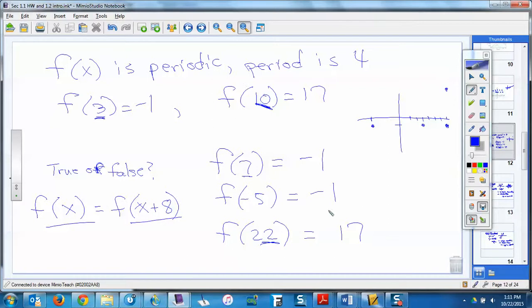So these are some of the questions you're going to be asked probably in the homework and also maybe on the quiz about periodic. Okay?